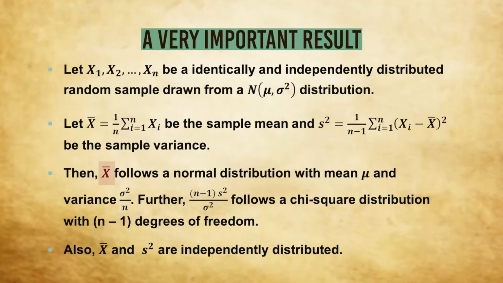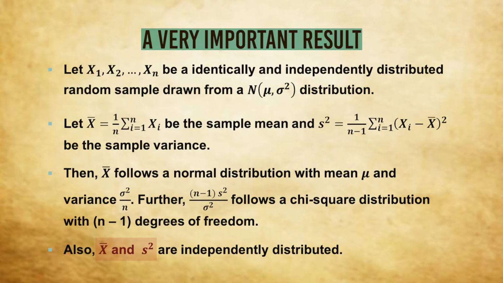Now, x bar can be shown to follow a normal distribution with mean mu and variance sigma square by n, while n minus 1 times s square by sigma square may be shown to follow a chi-square distribution with n minus 1 degrees of freedom. Also, x bar and s square are independently distributed.